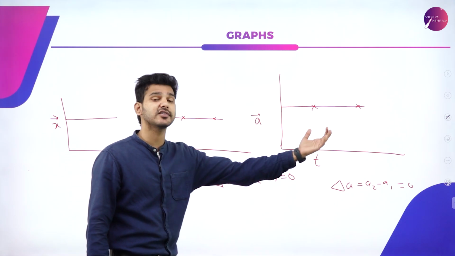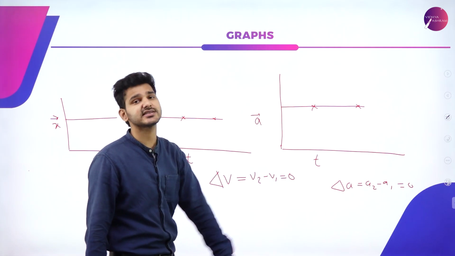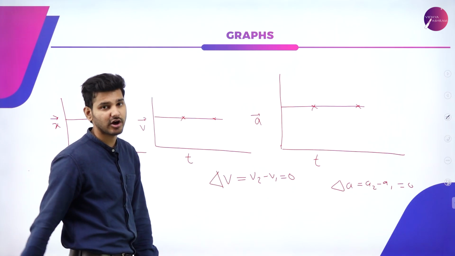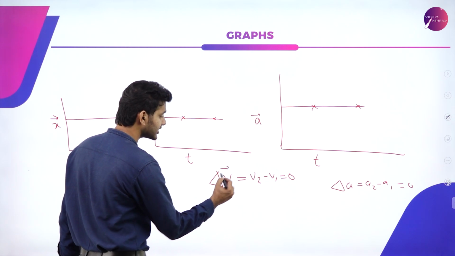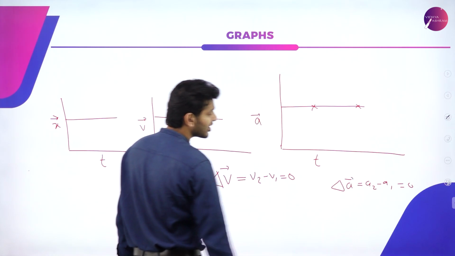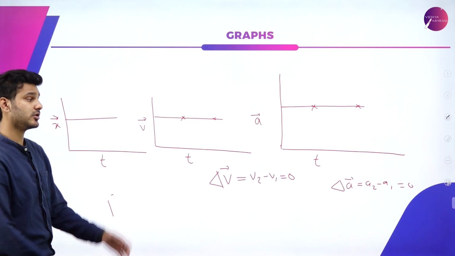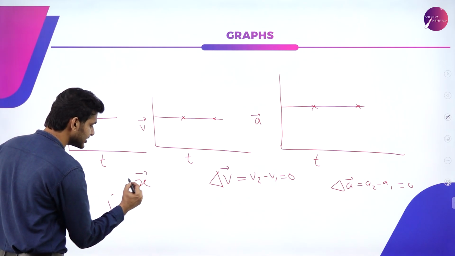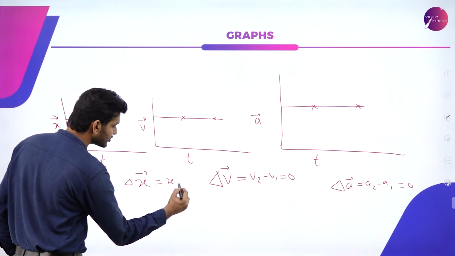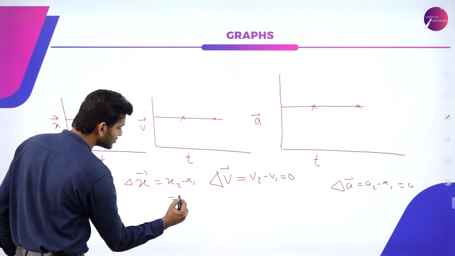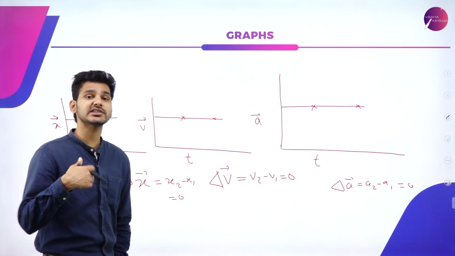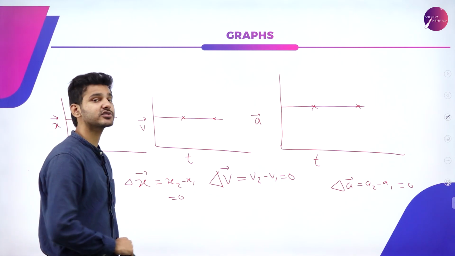Only time is moving forward. The acceleration is the same. That means there is no change in acceleration. There is no change in velocity. Remember, these are vector quantities. Don't forget to put a vector directional arrow on top of them. And here also the change in displacement, x2 minus x1, is equal to 0 again. There is no change. Now, why did I just explain to you there is no change? These are constant graphs.